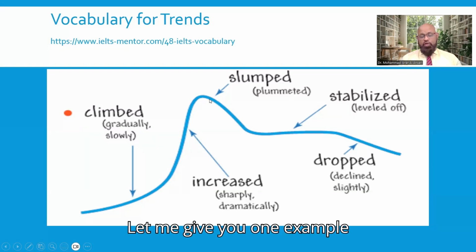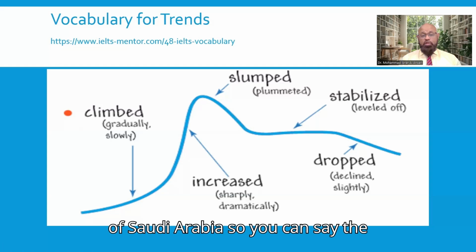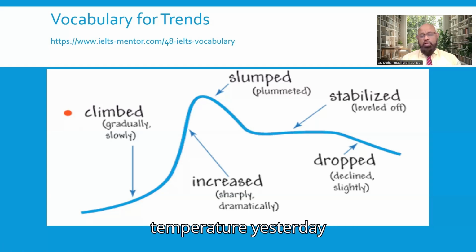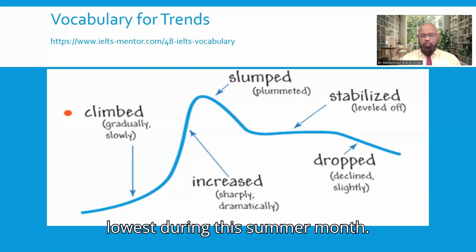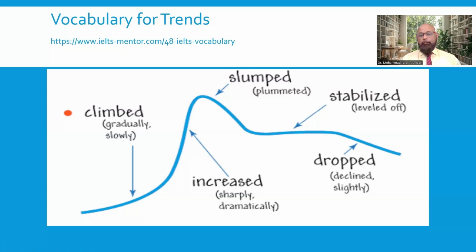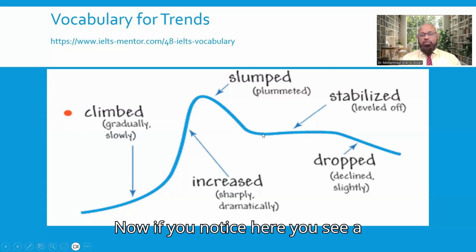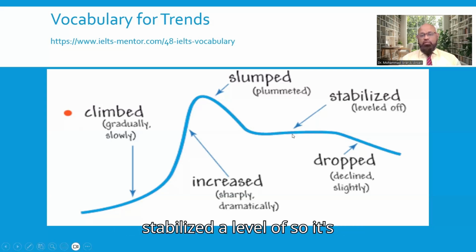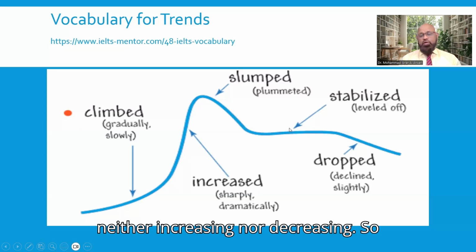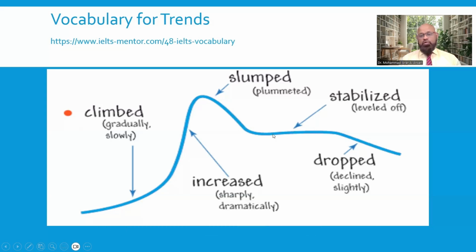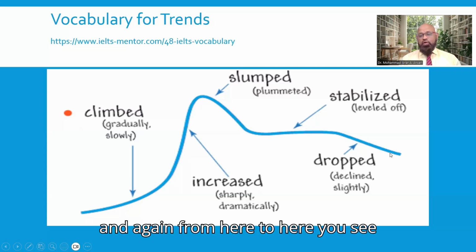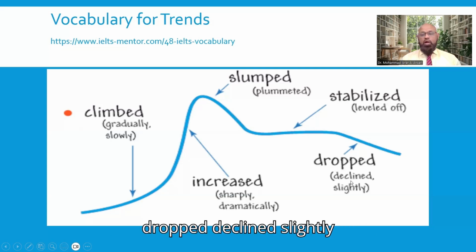Let me give you one example of Saudi Arabia. You can say the temperature yesterday slumped to the lowest during this summer month. Now if you notice here, you see it stabilized or leveled off. So it's neither increasing nor decreasing. So it's stabilized. And again from here to here you see it dropped, declined slightly.